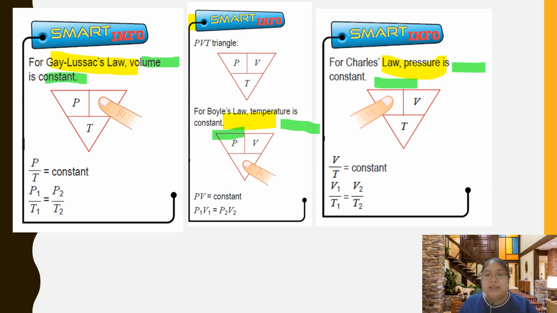Okay, last one is Charles's law. Charles's law is pressure constant. So we close the pressure. So now the formula is V1 over T1 equals V2 over T2.